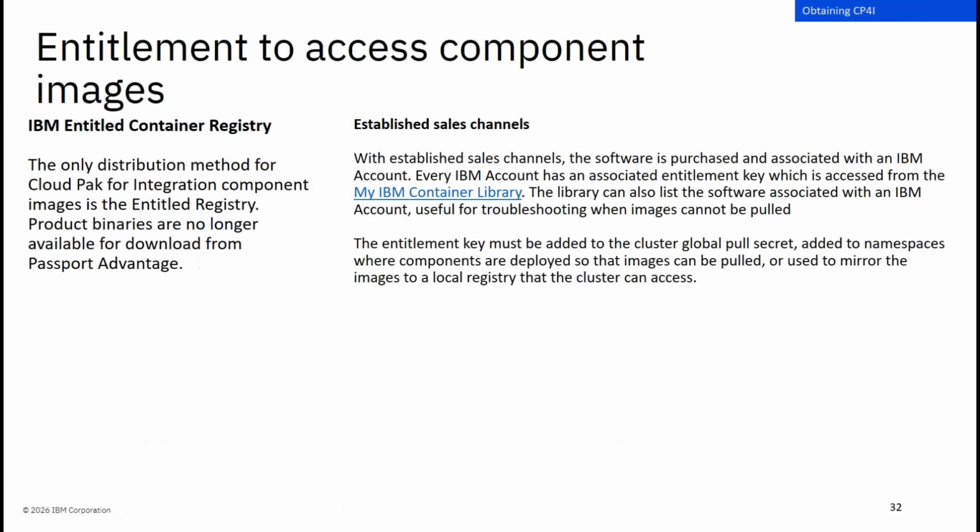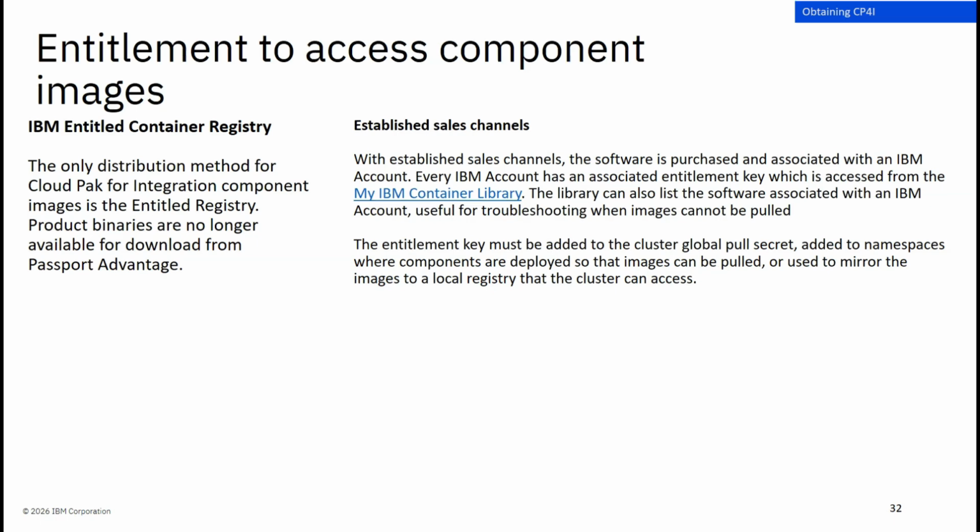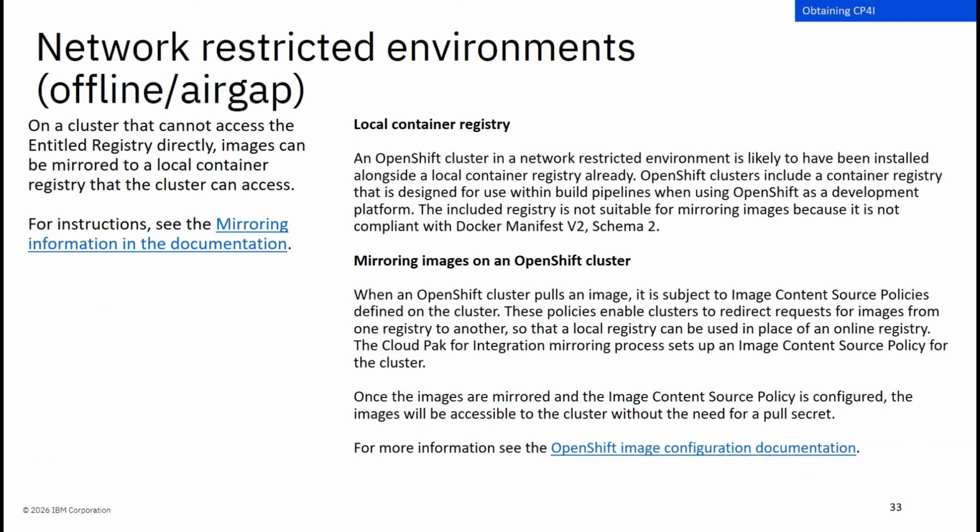Component images are accessed from the IBM Entitled Container Registry. Customers use their entitlement key, update pull secrets, and can mirror images for offline environments. For clusters without direct registry access, images are mirrored to local registries, with image content source policies redirecting image requests. OpenShift includes its own build pipeline registry, but is not suitable for mirroring.